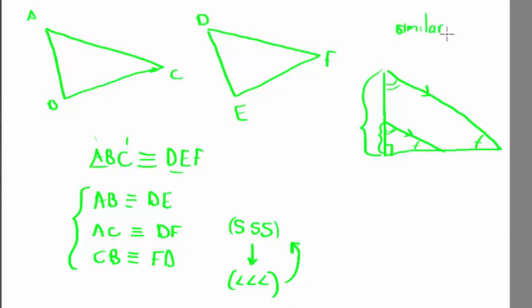So similar triangles have equal angles. Congruent triangles are similar triangles. Similar triangles are not necessarily congruent. They could be. Okay.